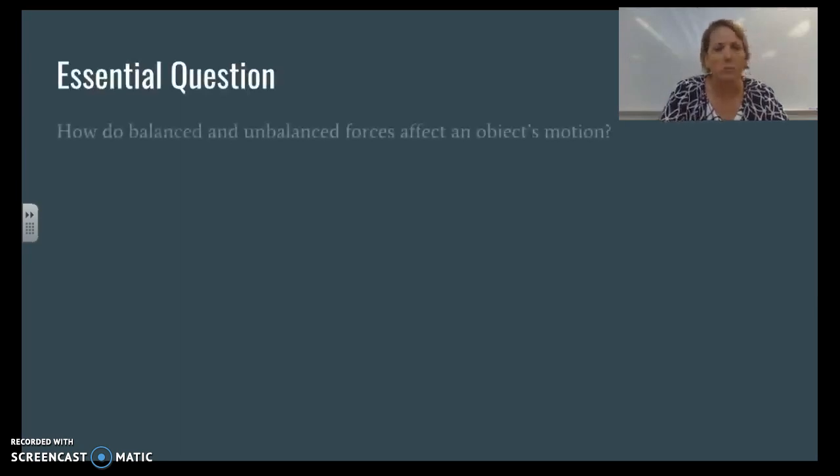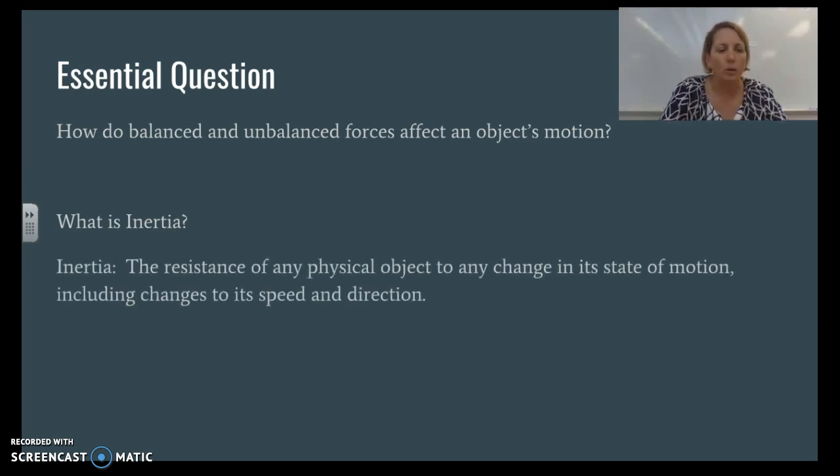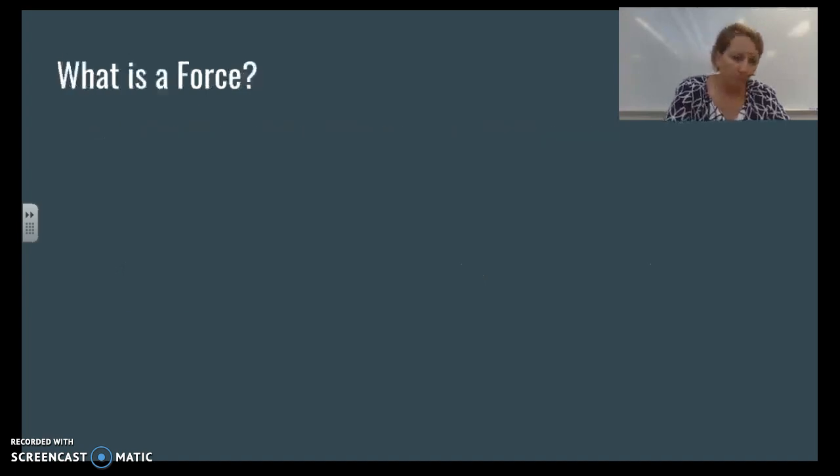So the essential question we're trying to answer is, how do these balanced and unbalanced forces affect the motion of an object? And to do that, we need to understand what inertia is, and this definition is very scientific. I'm going to break it down and make it simple for you. So inertia is the resistance of any physical object to any change in its state of motion. So inertia is how something can or cannot change its motion. It includes a change in its speed and direction.